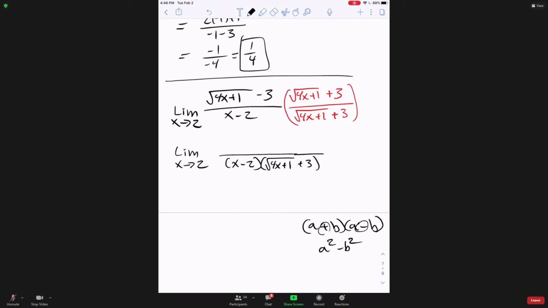Okay, so first term squared is 4x plus 1, because when you square a square root, they cancel each other out, minus last term squared, 3 squared is 9. So when I squared the first term, I get 4x plus 1. When I squared the 3, I get 9. Does that make sense?